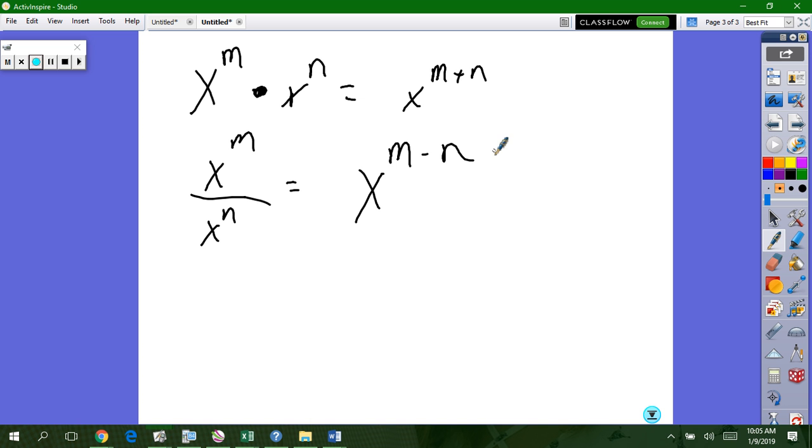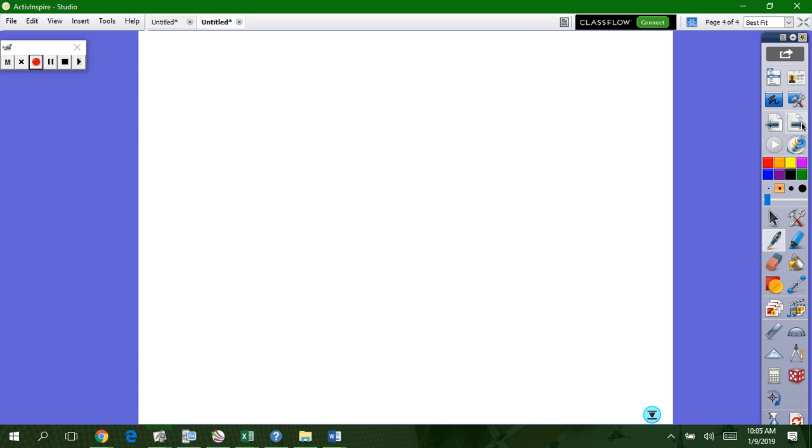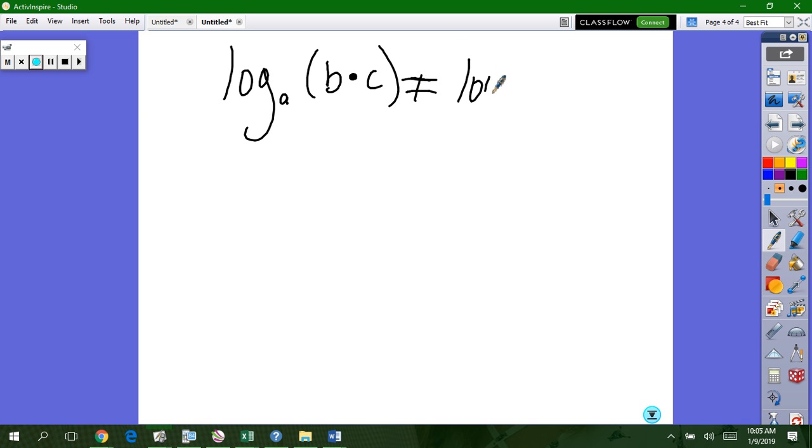What happens when I do a power to a power? So that's x to the m times n. Now, why do I bring this up? Because we're going to do the inverse of this. We're going to do logarithms, and here are your rules for logarithms. If I see log base a of b times c, when I see multiplication, guess what I'm going to do with our logarithm? I'm going to add them.